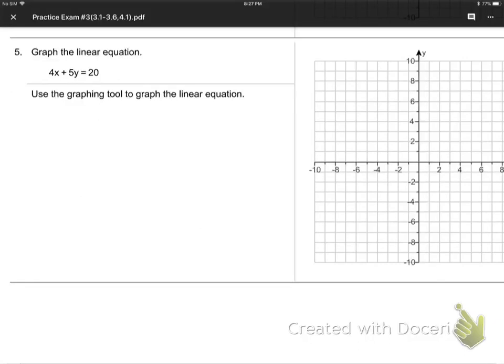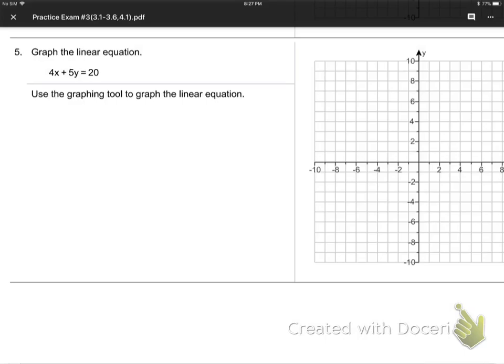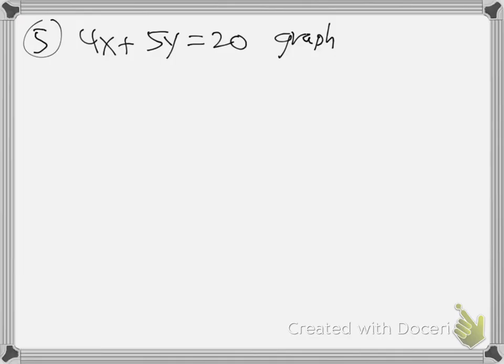Yep. Okay, graph 4x plus 5y is 20. So number 5. 4x plus 5y is 20. Graph, what does it say? Graph. Yeah, just graph any which way you want. Go ahead. So I'm going to grab that 4x and jump it over. So I get 5y is minus 4x plus 20.